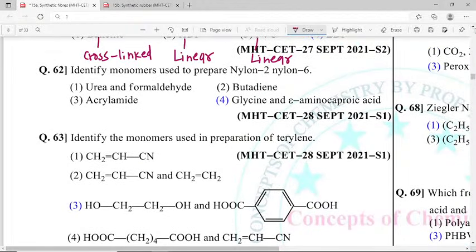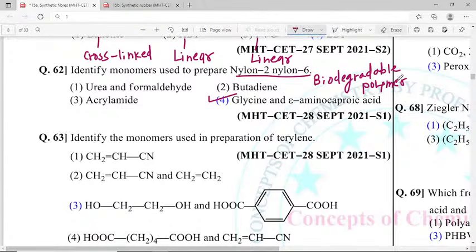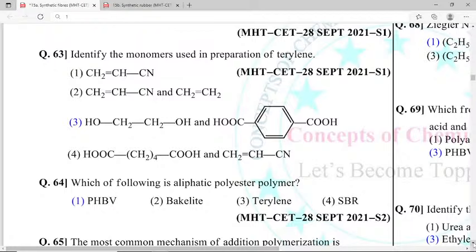Next question. Identify the monomers used to prepare nylon 2 nylon 6. Nylon 2 nylon 6: glycine and epsilon amino caproic acid. This is a biodegradable polymer.